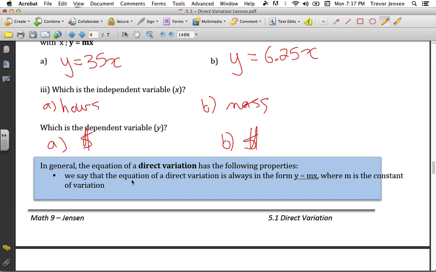Okay. So in general, the equation of a direct variation has the following properties. So this is what we've learned so far. We said the equation of a direct variation is always in the form of y equals mx, because y is a constant multiple of x, where m, the letter m here, represents that constant of variation, that constant rate of change.